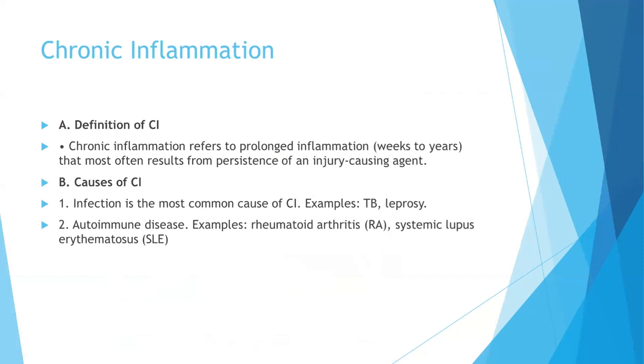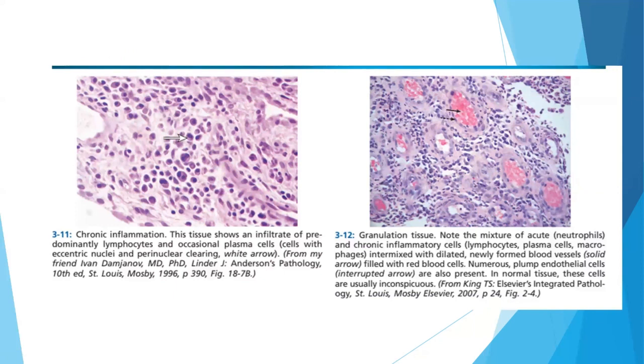Now, let us talk about chronic inflammation. So, the definition of chronic inflammation refers to a prolonged inflammation, weeks to years, that most often results from persistence of an injury-causing agent. The causes of chronic inflammation may be infection, which is the most common cause, tuberculosis, autoimmune diseases, for example, rheumatoid arthritis, systemic lupus erythematosus, or SLE. Now, in the histology of chronic inflammation, the tissue shows an infiltrate of predominant lymphocytes and occasional plasma cells. Now, granulation tissue, which is the hallmark of chronic inflammation, we can see the mixture of neutrophils and lymphocytes and plasma cells.